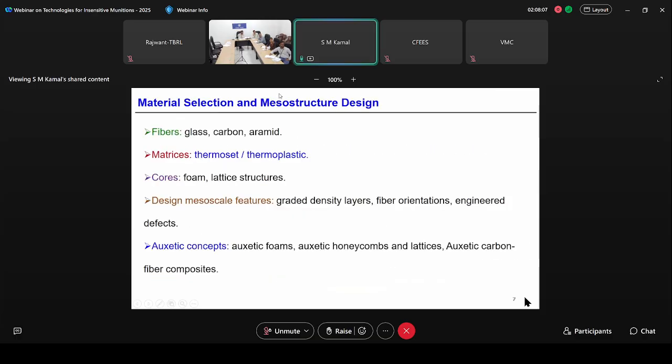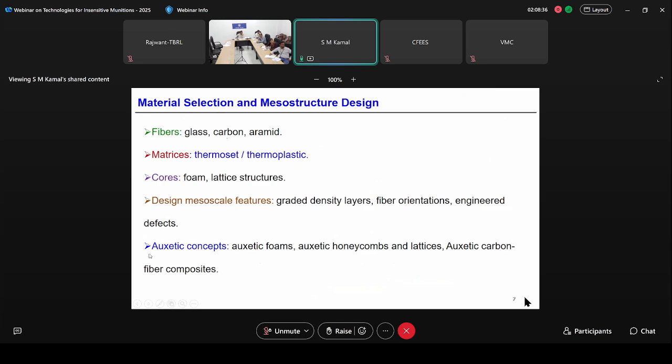Coming to the material selection and microstructure design, the candidate fibers include glass, carbon, and aramid with thermoset and thermoplastic matrices. Core materials include foam, lattices, and even auxetic honeycomb structures. At the meso scale, we'll focus on graded density layers, fiber orientations, and engineered defects to promote energy dissipation.